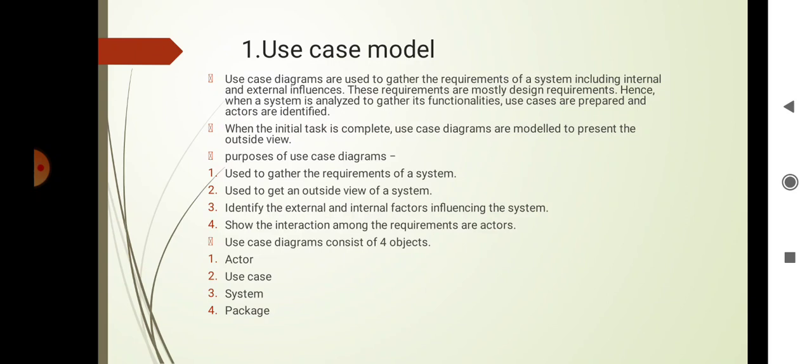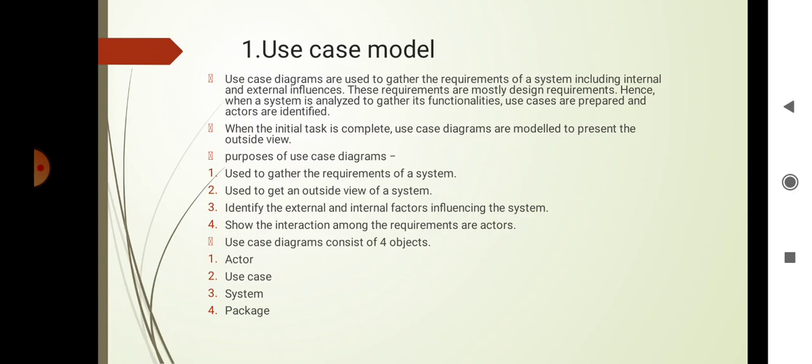A use case model consists of different model elements. The most important model elements are use cases, actors, and the relationships between them. Use case diagrams are used to gather the requirements of the system, including internal and external influences. These requirements are mostly design requirements, and a system is analyzed to gather its functionalities. Use cases are prepared and actors are identified. When the initial task is complete, use case diagrams are modeled to represent the outside view.